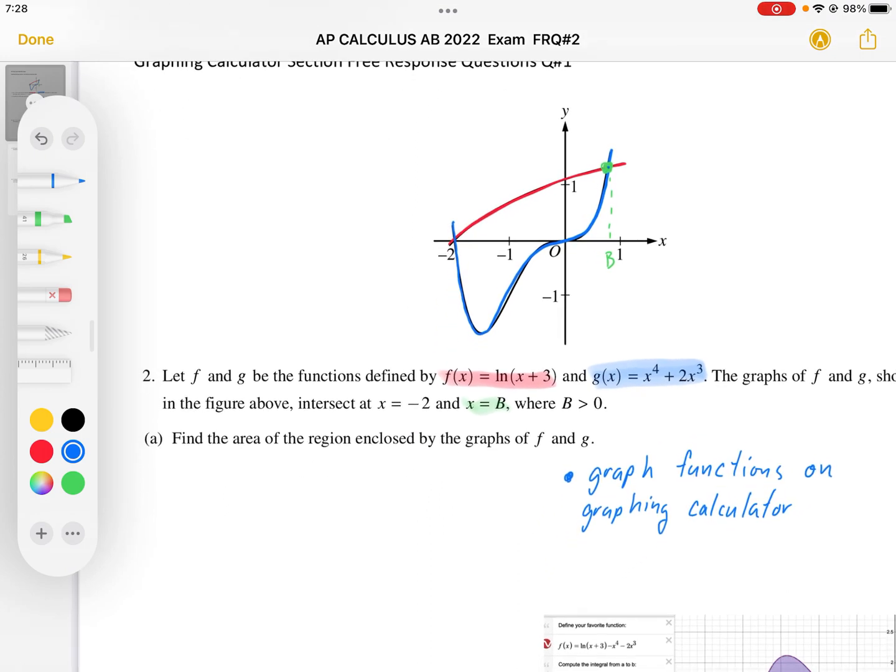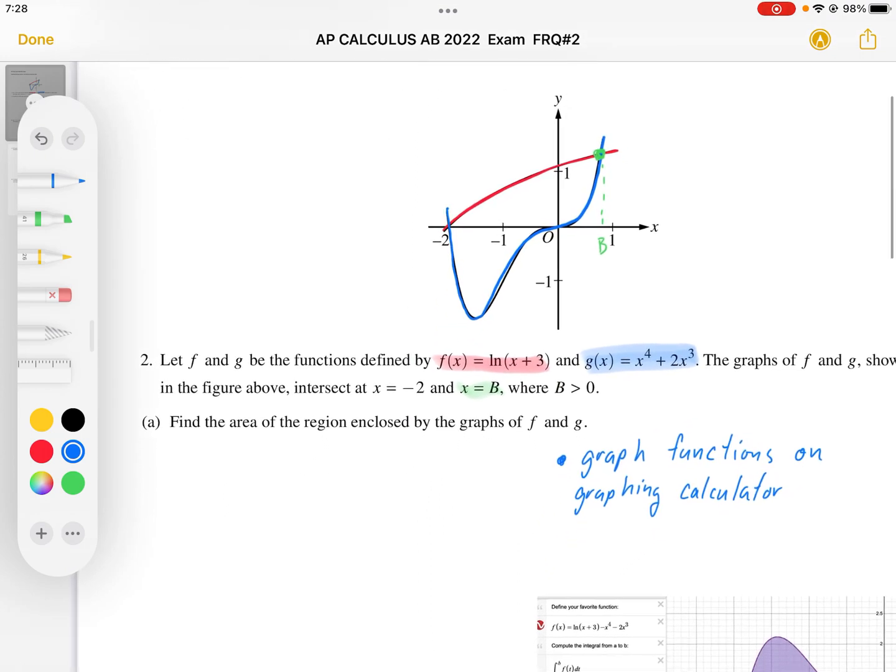Part A says, find the area of the region enclosed by the graphs of f and g. So the first thing that we want to do is graph the functions on the graphing calculator. We need to find the area in this region, so we need to know the integral bounds. We know one of them is at x equals -2, so we need to find the right edge bound, which is b. So we need a graphing calculator to do this.